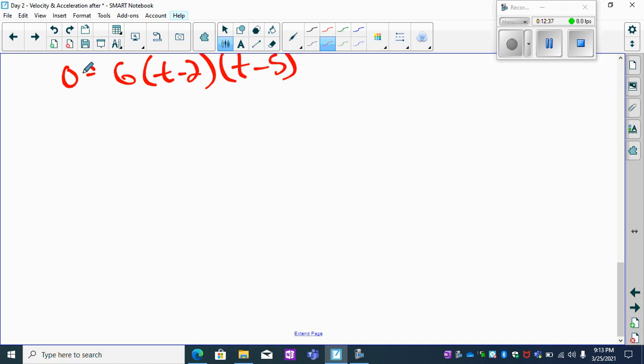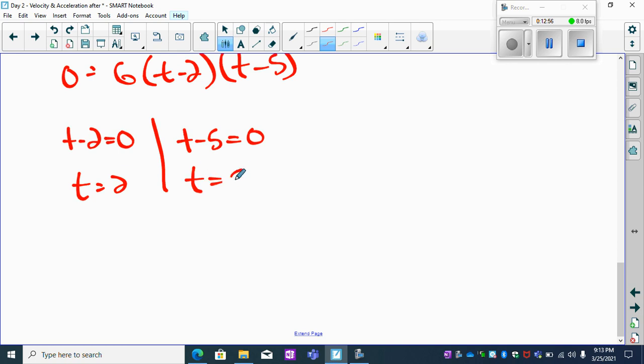Now, the only way you can multiply these three things together and get an answer of 0 is if one of the factors is 0. Well, this is not going to be 0. 6 is 6. It can't equal 0. But t minus 2 could equal 0, or t minus 5 could equal 0. And there we have our times.